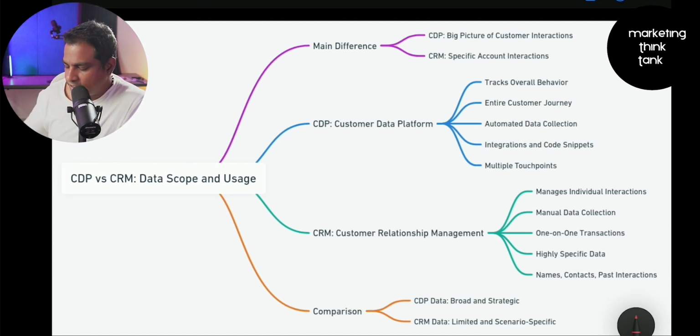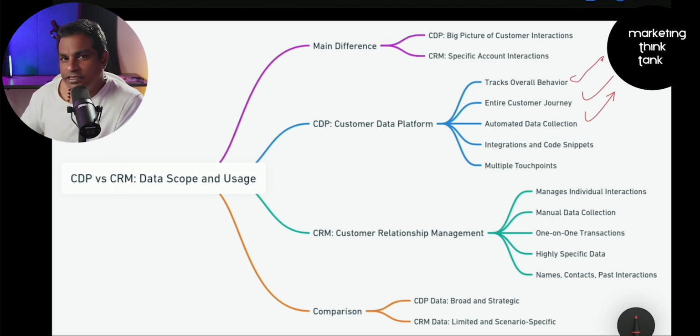Now, the main difference is CDP gives you a bigger picture of customer interactions, while CRM gives you specific account interactions. The customer data platform tracks the overall behavior. It gives you the entire customer journey. Data collection is automated, which means it doesn't have to wait for any integration to happen. It just looks at all the attributes that it can collect from all channels that a user has interacted or come in contact with.